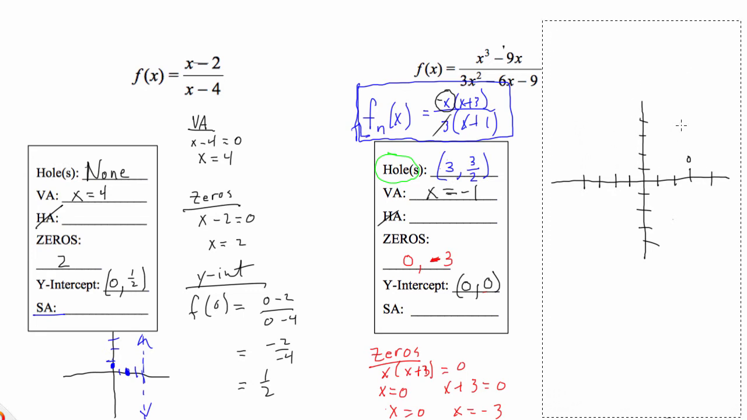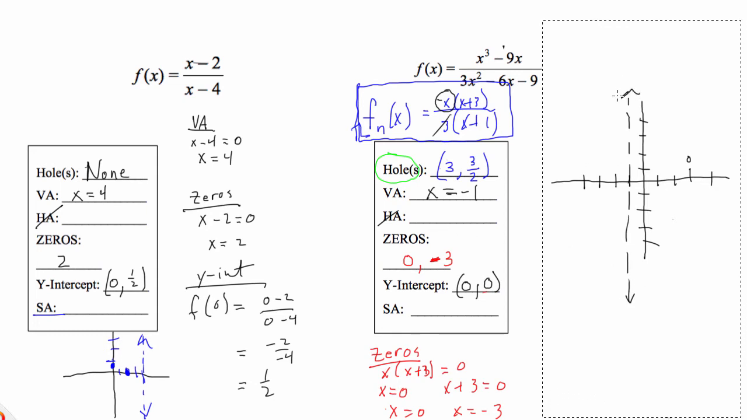I'll try to show you what this graph looks like a little bit, at least maybe on one side, depending on how much information we have, because I haven't done the horizontal asymptote. All right, so the vertical asymptote is at -1. So we go to x equals -1, and we draw a vertical asymptote. There it is. All right, we have zeros at 0 and -3.